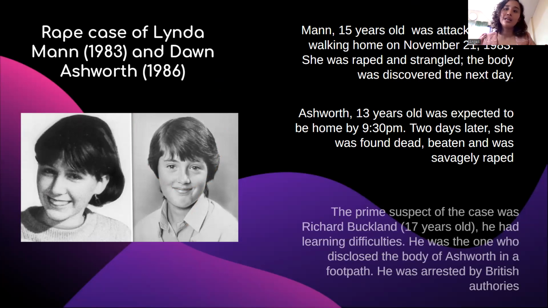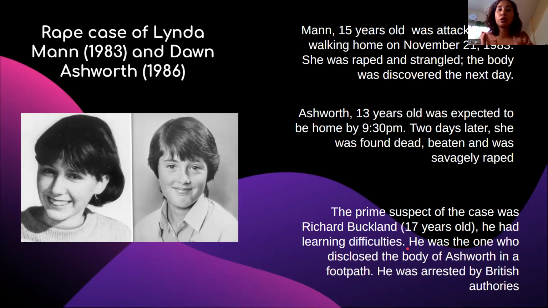And they had a prime suspect in the case. It was Richard Buckland, only 17 years old, and he had a learning difficulty. That means he had challenges, so if the British authorities interviewed him, he could not defend himself properly, right? Because he had a learning difficulty.